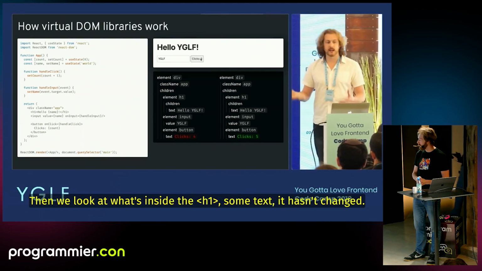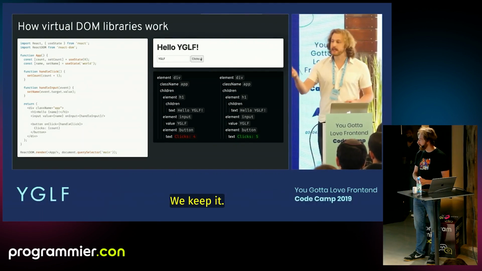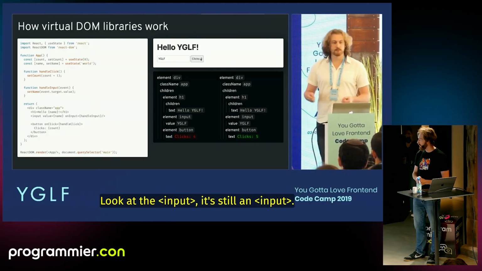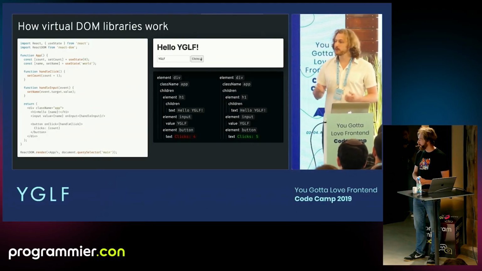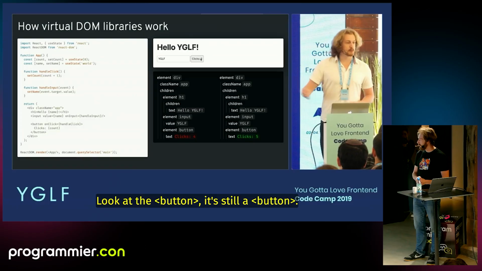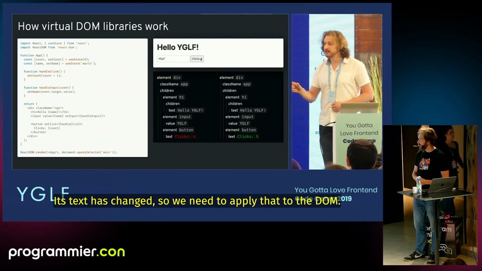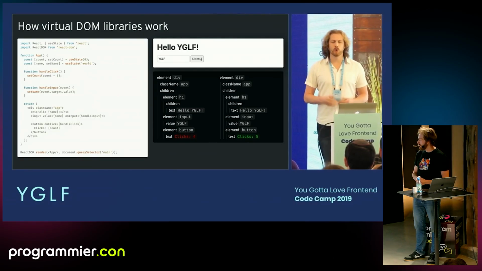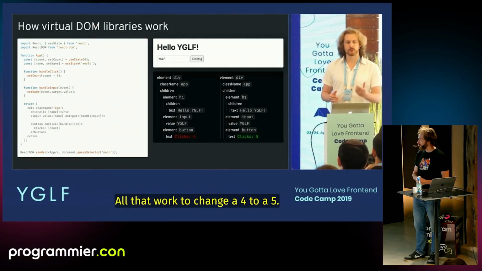Then we look what's inside the H1. Some text. It hasn't changed. We keep it. Look at the input. It's still an input. We keep it. The value hasn't changed. We keep it. Look at a button. It's still a button. We keep it. Its text has changed, so we need to apply that to the DOM. All that work to change a 4 to a 5.